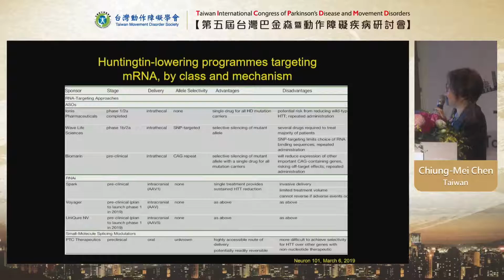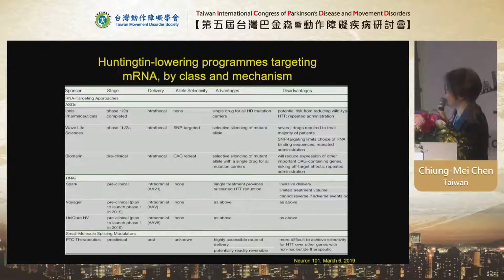RNAi, microRNA or siRNA must be carried by AAV and delivered through intracranial injection. However, their action is long-lasting and irreversible, and they only need to be injected once. The RNAi approaches are still in preclinical study, and some of them have just begun their phase 1 study.